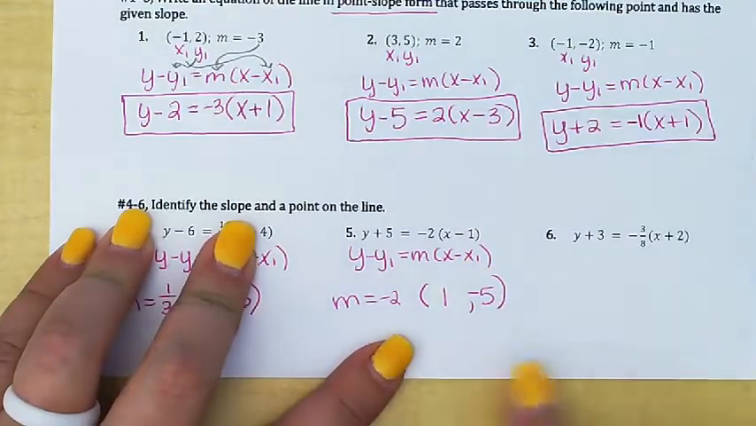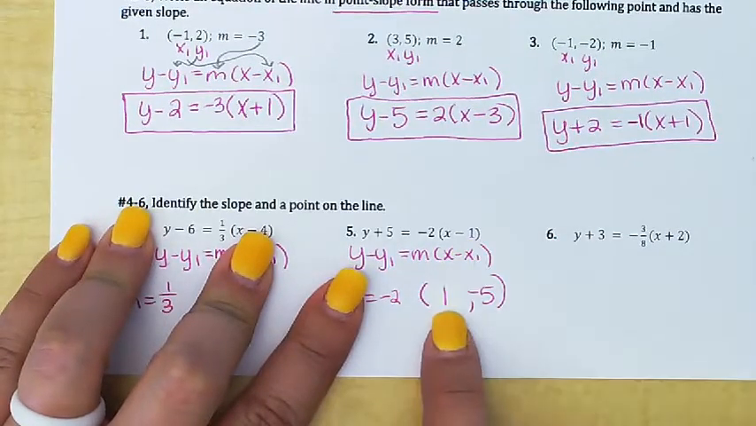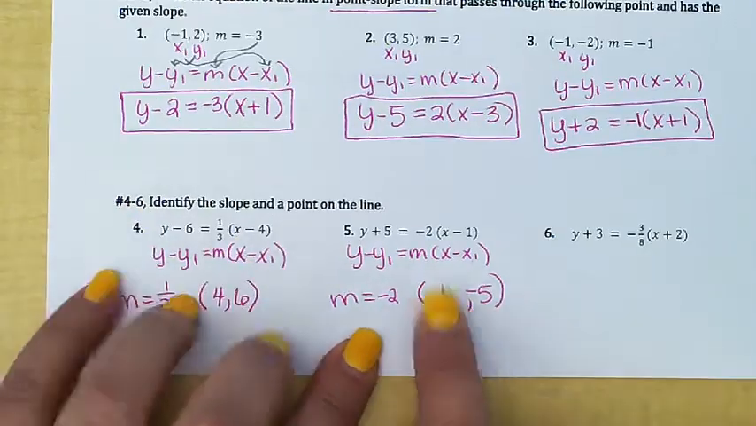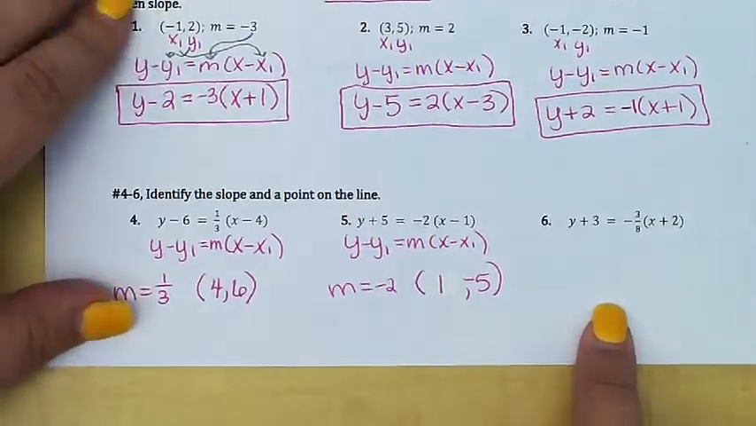So this would just be 1 there. So whatever I see here, I end up with the opposite sign. Whatever I see there, I end up with the opposite sign as far as the ordered pair. The slope is the slope, so I don't have to worry about that.